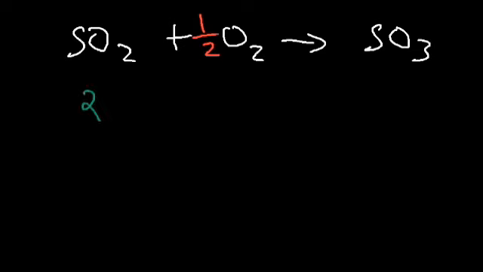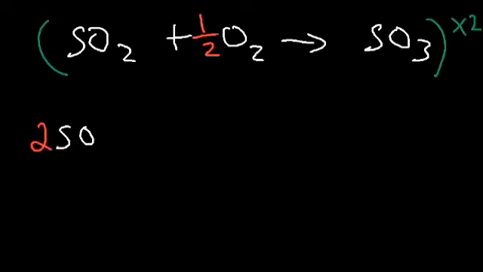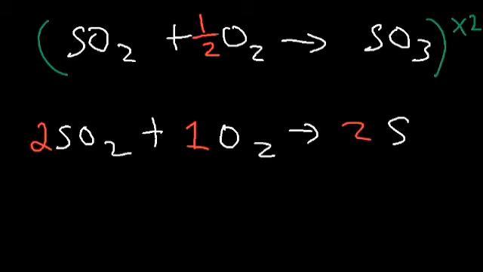We have 2 oxygen atoms in SO2. A half times 2 is 1, the 2's cancel. 2 plus 1 is 3. So it's balanced, but we don't have any whole numbers. So what we need to do is multiply the equation by 2. So 2 SO2, 2 times a half, we said it's 1, so 1 O2 produces 2 SO3 molecules. Notice that it's balanced at this point.